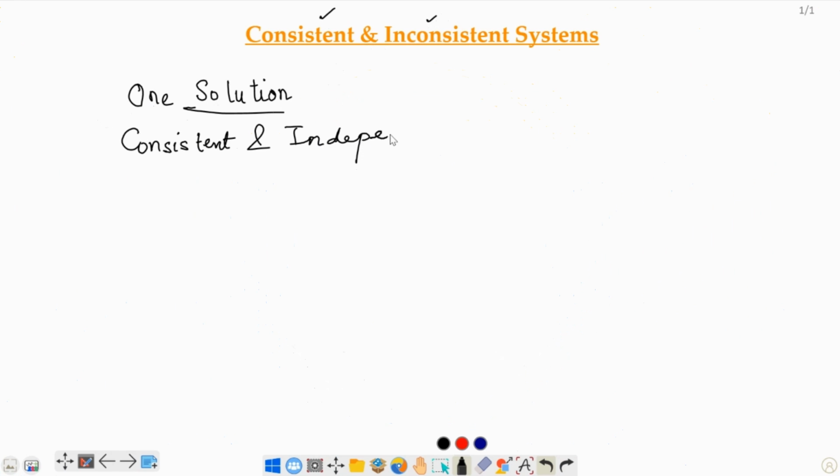If you have a system of equations that has only one solution, then it's going to be consistent and it's going to be independent, okay? If there is only one solution, that is a unique solution, then the system is consistent and independent.